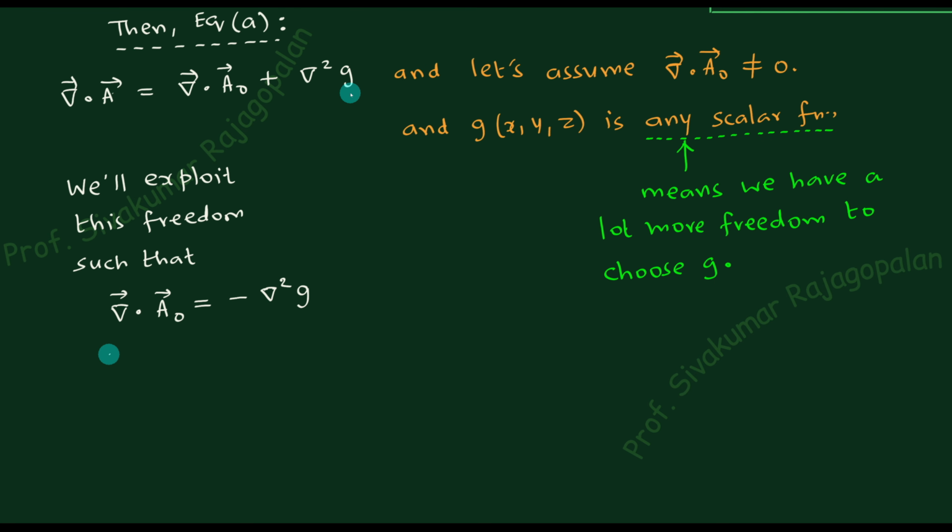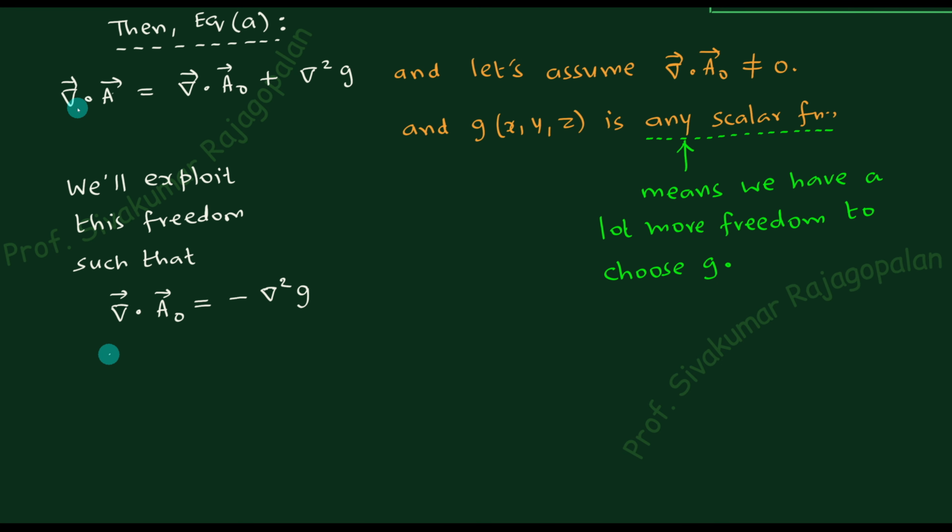How are you going to exploit that freedom in order to simplify your mathematics? Choose the value of G such that del square G is equal to the negative of the divergence of A naught. Then when you add these two things up, it goes to 0, right?